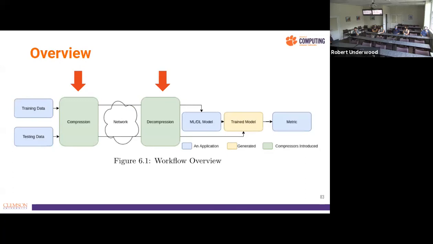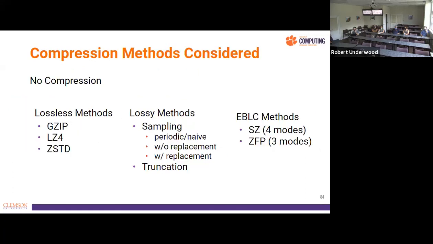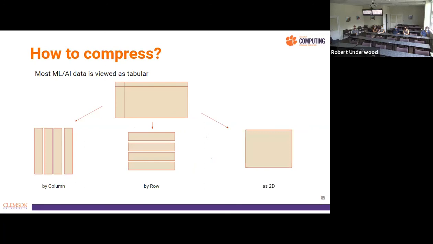Now we're going to look at the compression and decompression piece that exists on either side of the network. In addition to the error-bounded lossy methods that we've talked about in this presentation, we also will consider sampling methods, which are used widely within machine learning and artificial intelligence, truncation-based methods, which move from a larger floating point representation to a smaller one, as well as lossless methods, which are also widely adopted in machine learning and AI.